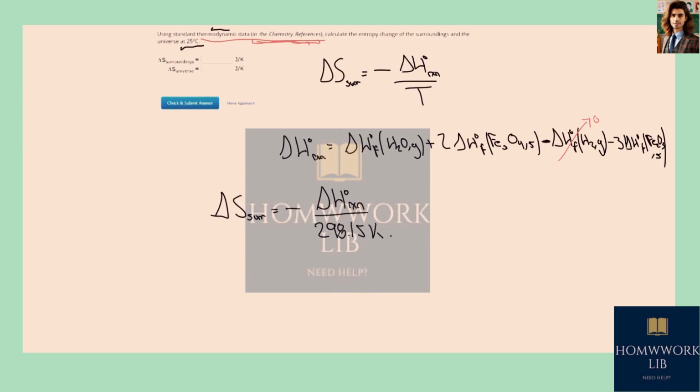And finally, the delta S of the universe is going to be equal to delta S of the reaction plus delta S of the surroundings. In this case, the only thing that you need to be careful about is to transform the delta H of the reaction into joules per mole instead of kilojoules per mole after you have done the calculation. And with that, it would be all.